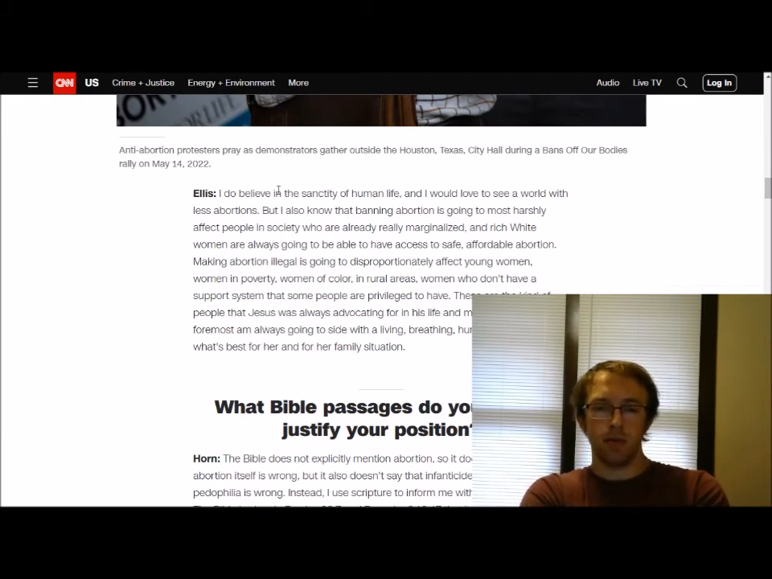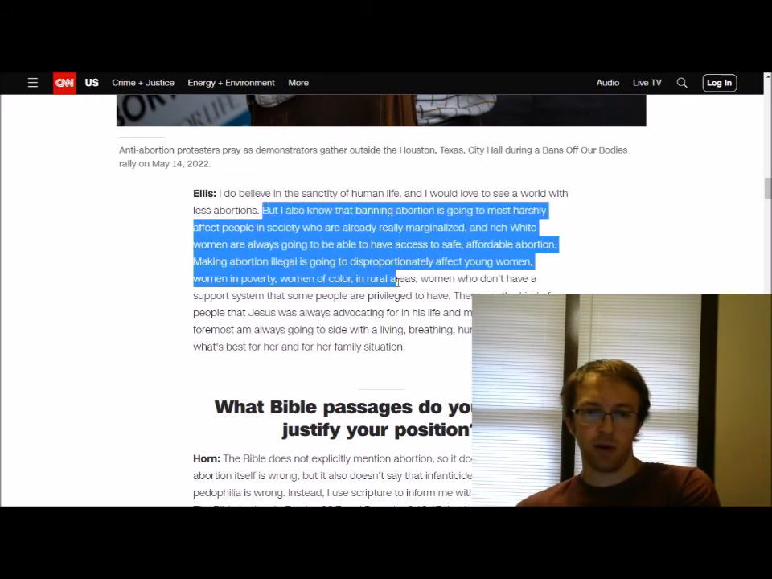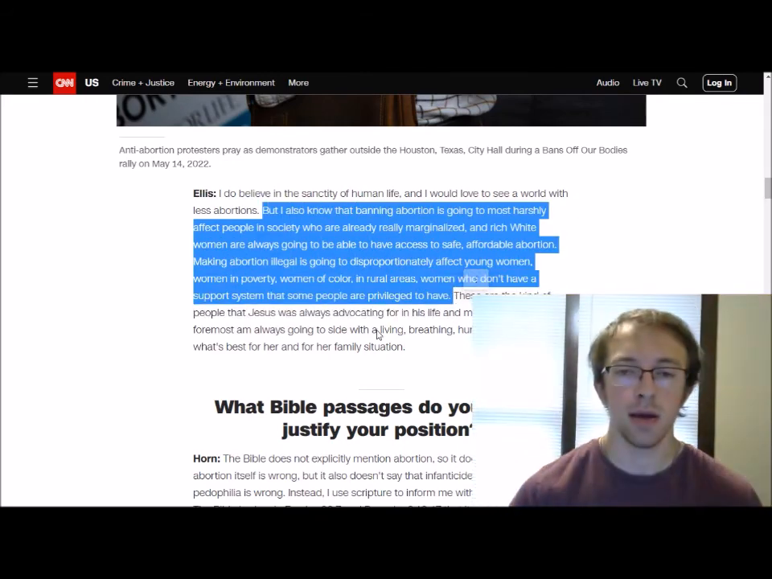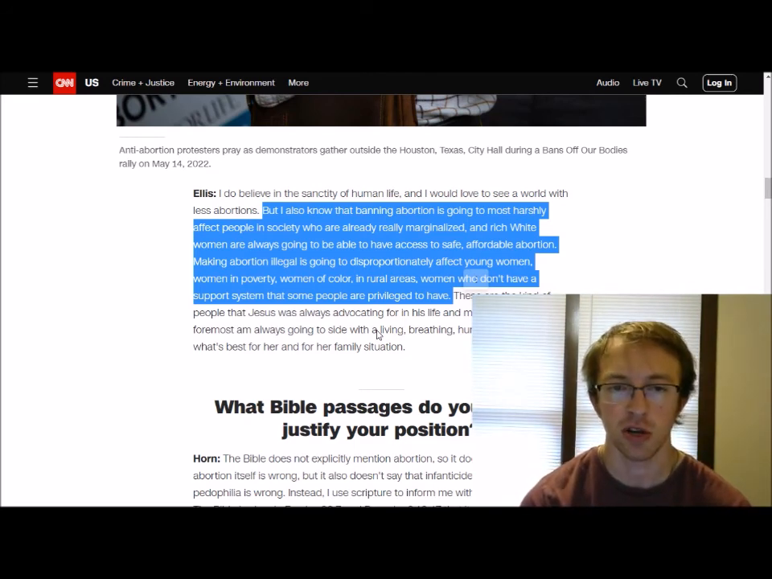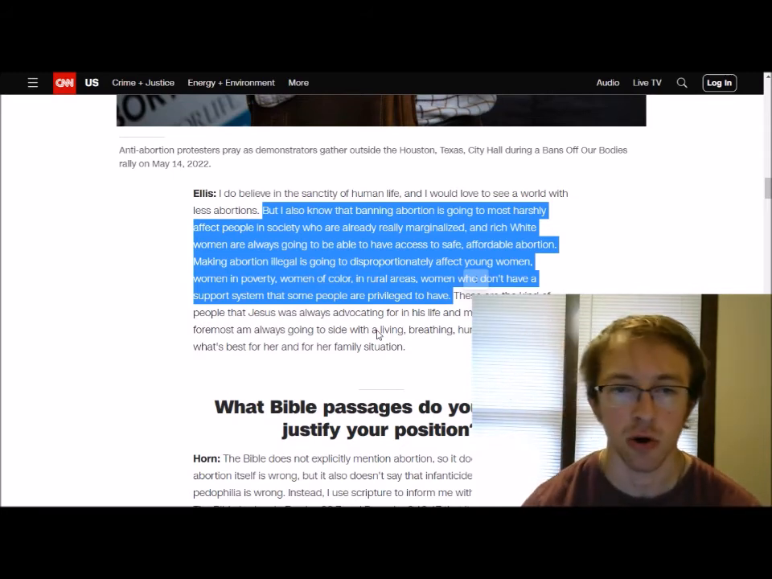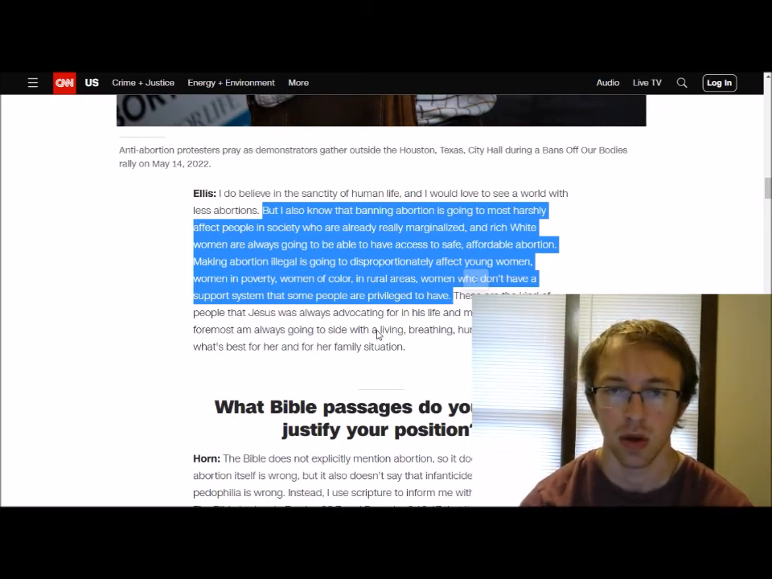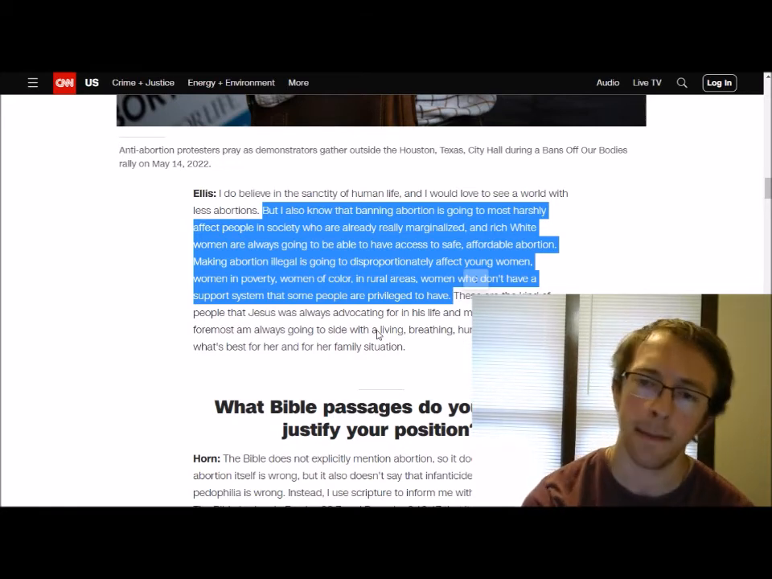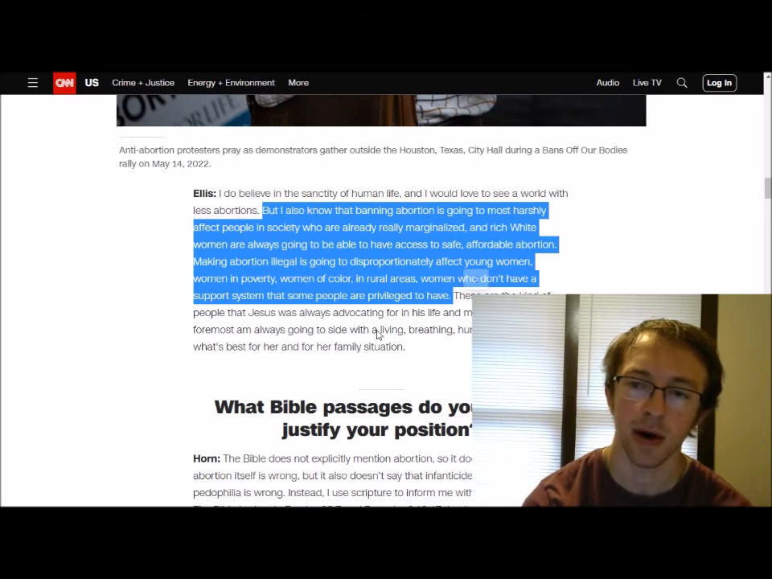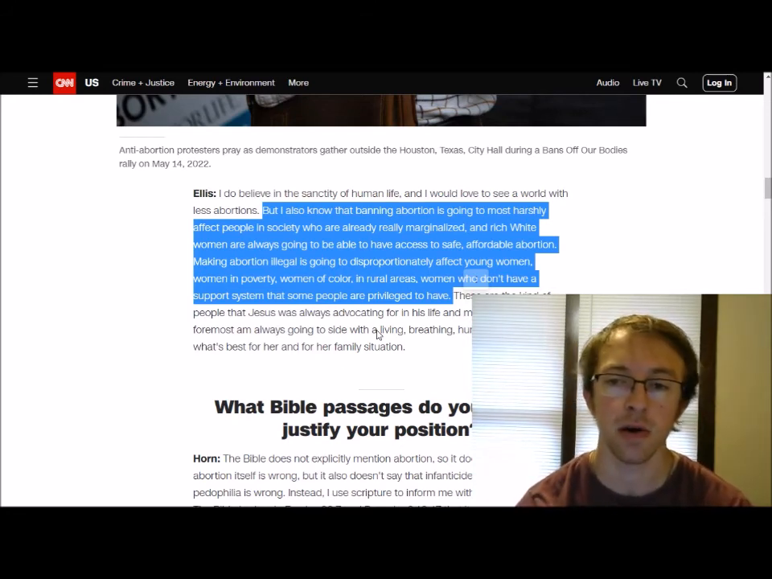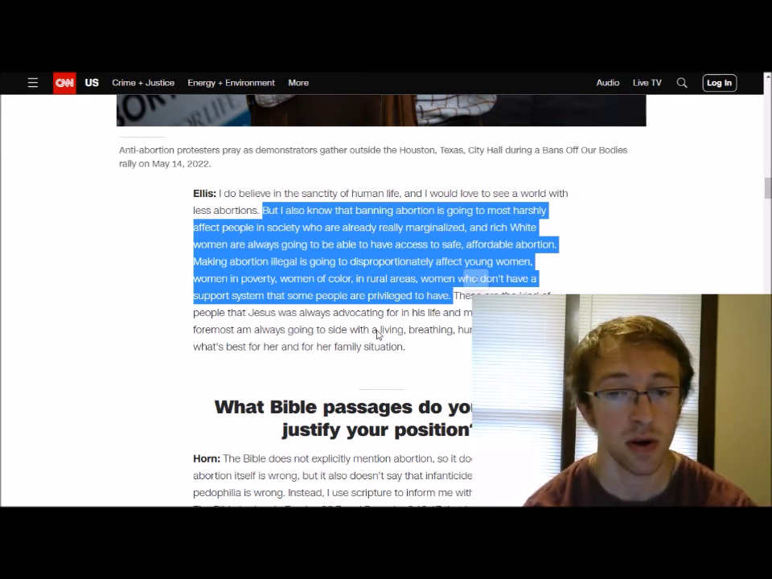Okay. So I think this seems to be the crux of her argument here, what I've highlighted, which is a lot. Banning abortion is going to most harshly affect people in society who are already really marginalized, and rich white women are always going to be able to have access to safe, affordable abortion. It's interesting because she's saying that if abortion's banned, rich women will still have access to safe, affordable abortion. I don't know how that would be if it was banned. I haven't studied that. I think it'd still be illegal, but maybe there'd be a way for rich white women to still access it where people who are marginalized couldn't. I don't know, but that's part of the argument, so we have to think about that.